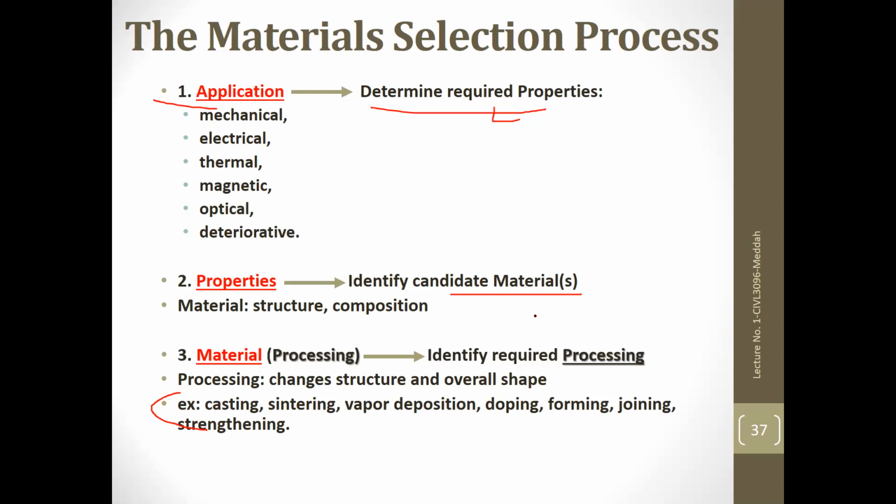And then once you determine these materials, X, Y, and Z materials are candidates. They are not selected yet. They are just candidates that can be used for this specific application because they have the required properties. Then it comes to selecting which process of fabrication should be used for these materials, or for one of them, to be selected for this application.